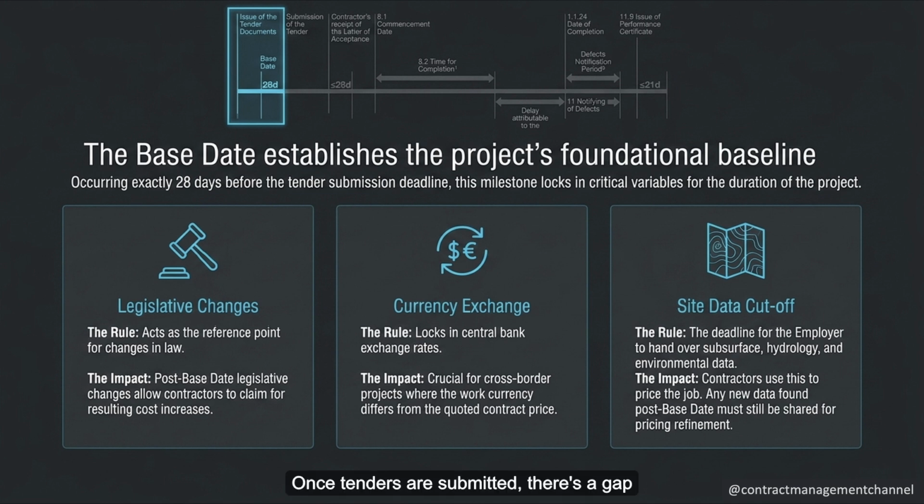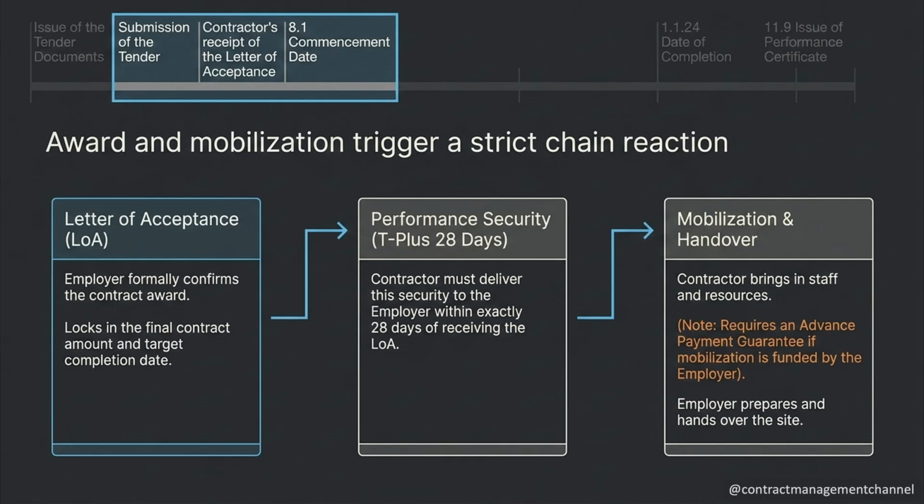Once tenders are submitted, there's a gap while the employer reviews the bids, negotiates, and picks a winner. Let's say contractor A wins. They receive what's called a letter of acceptance, the formal document confirming the contract award. This letter sets out the final contract amount and the completion date, based on everything agreed during negotiations. Now the clock starts ticking for contractor A.